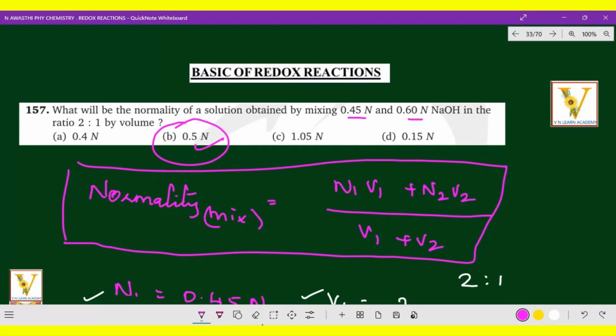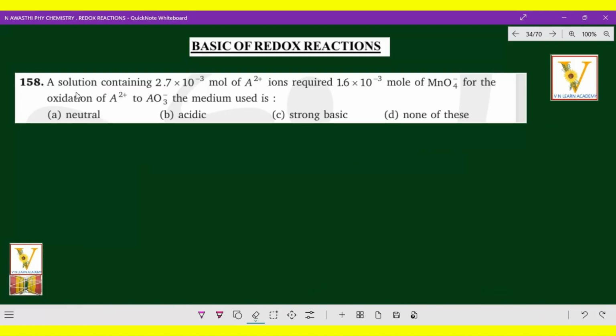Yes, come on, let's go to the next question. A solution containing 2.7 into 10 to the power of minus 3 mole of A2 plus ion required 1.6 into 10 to the power of minus 3 mole of MnO4 minus for the oxidation of A2 plus to AO3 minus, the medium is used. Actually, here reactant is equivalent to product. Just will verify this answer. Equivalence of A is equivalent to equivalence of B. That is what I just bring for this question. That is a concept actually.